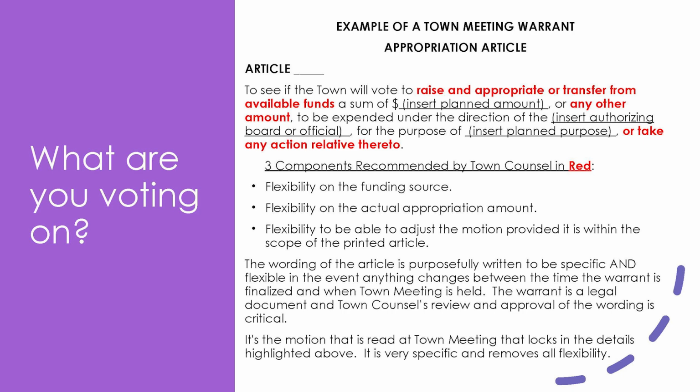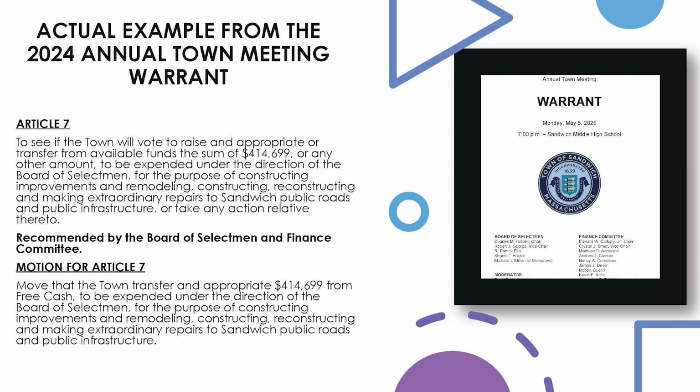So on the back, I printed an actual article from a year ago, and it talks about transferring money from free cash, which is one of our funding sources. And in this case, it was to make some improvements and do some work on public roads and infrastructure. So you can sort of see the motion up above talks about giving you the flexibility, but when you see the motion above, it locks it in on transferring and appropriating a specific amount, where it's coming from, free cash, and what it's going to be used for.